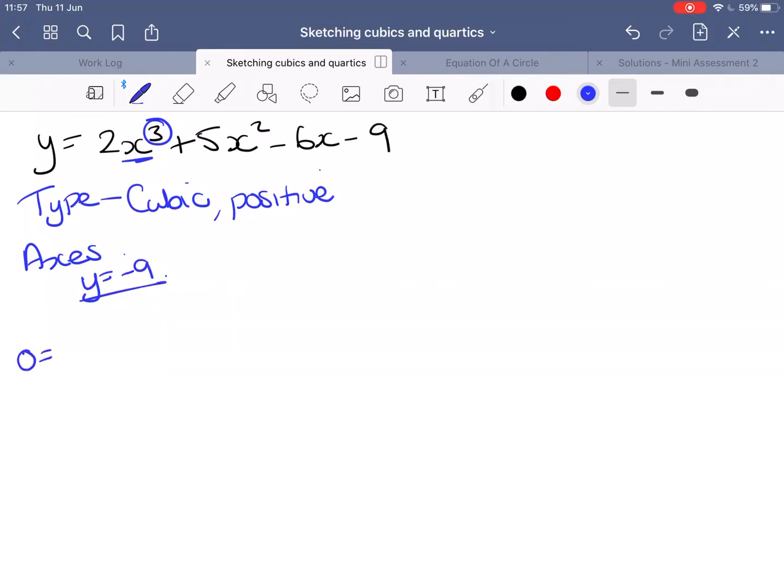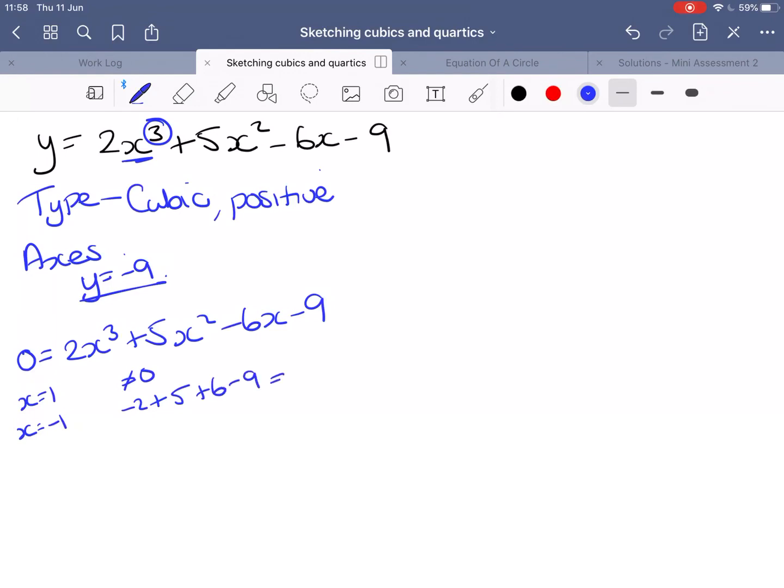Now, unfortunately, the hard one is 2x cubed plus 5x squared minus 6x minus 9. So I've got to use my factor theorem. If I try x equals 1, I've got 2 plus 5 minus 6 minus 9. It doesn't equal 0. If I try x equals minus 1, then I get 2 lots of minus 1 cubed, which is minus 2. 5 lots of minus 1 squared, which is plus 1, so it's plus 5. Minus 6 lots of minus 1, so that becomes plus 6, and minus 9, and that does equal 0. So therefore, x plus 1 is a factor.